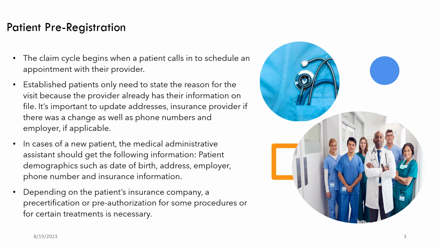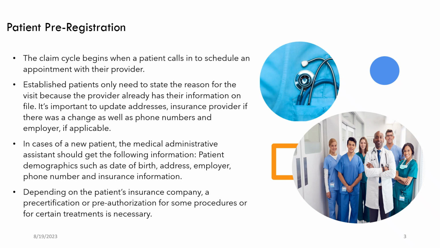It's important to update demographic information such as addresses, insurance provider if there's been a change, as well as phone numbers and the employer if applicable. You do this by reviewing the information you have on file with the patient. Now, in cases of a new patient, the medical administrative assistant should get the following information: patient demographics such as date of birth, current address, current employer, current phone number, and insurance information.